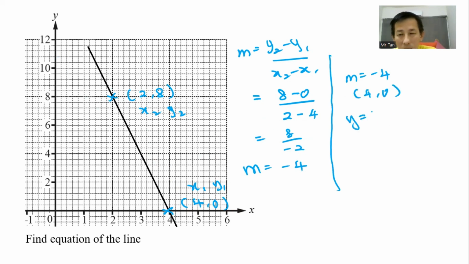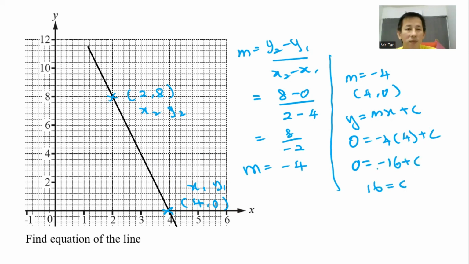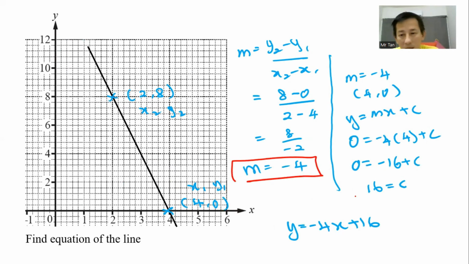Therefore, y equal to mx plus c. y is 0, m is -4, x is 4, plus c, so you get 0 equal to -16 plus c. Therefore, your c should equal to 16. If you continue to draw the graph, it should cross at 16. Therefore, your equation will be y equal to -4x plus 16. Okay, so simple. You just need to find the m and the c.